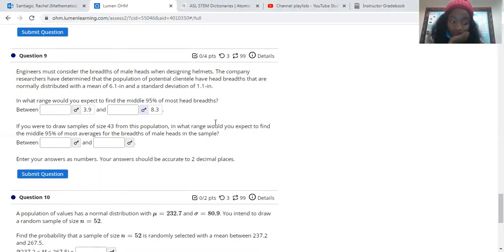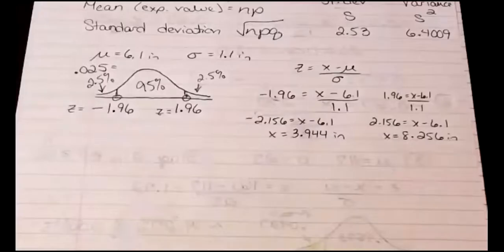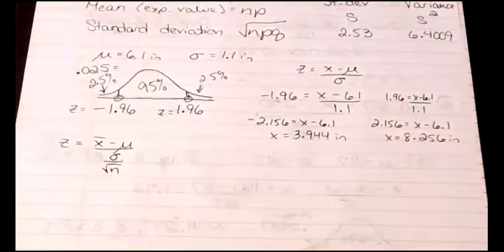Now this is where it screams central limit theorem, because now we have an actual sample size, 43. We are now ready to use a different z-score formula. Same idea, because it's still the middle 95%. But this time we have to use the fancy z-score formula. So we're going to use this formula here. Z is equal to x bar minus mu over sigma divided by the square root of n.